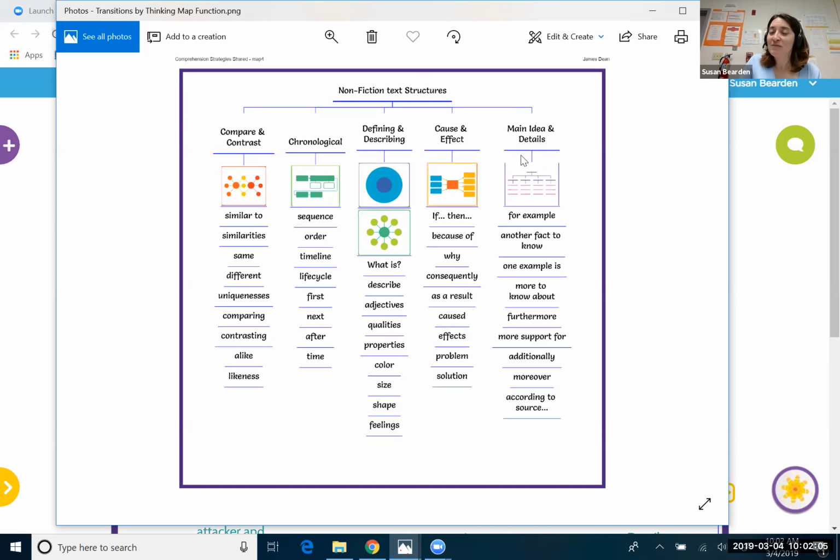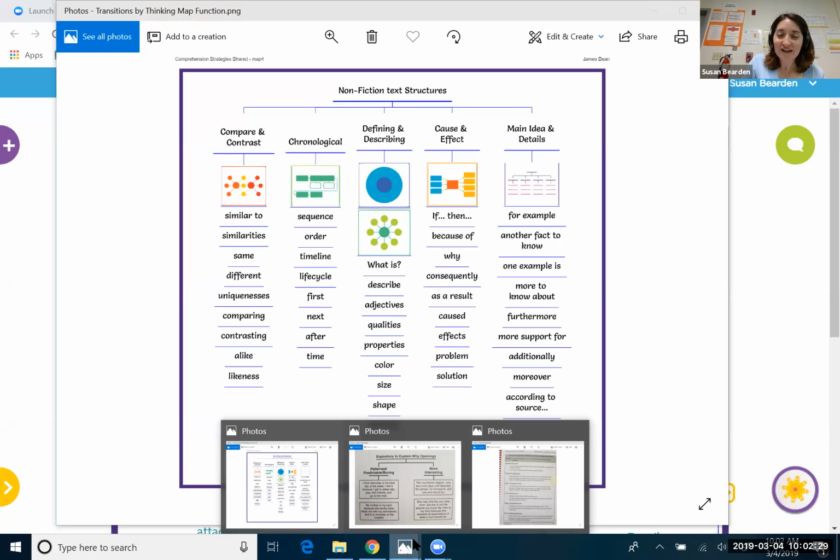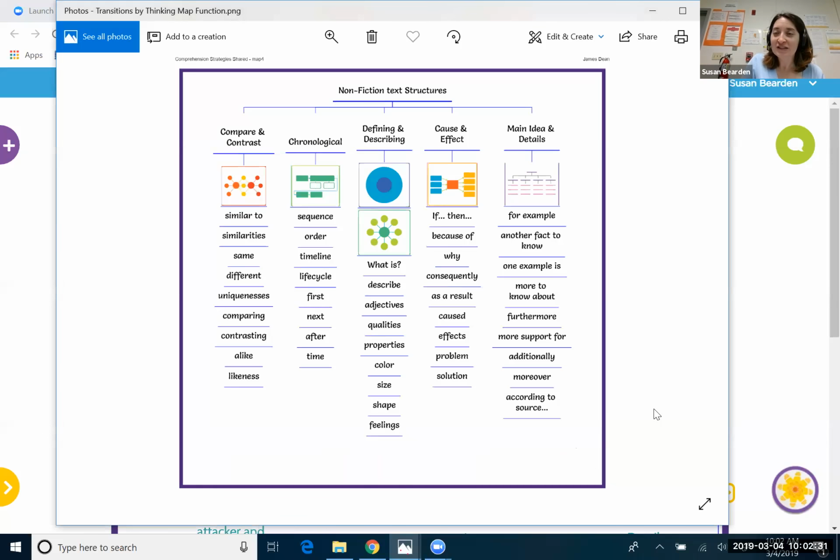And lastly, we've got our main idea and details. So these are examples of transition words you might use for your main idea and details. Excellent. Now, if you had a moment and you might want to jot some of these down, you can copy down this tree map. If you're watching this as a recording, you can pause and take as much time as you need to, but I have one other example I'd like to share with you guys of transition words.